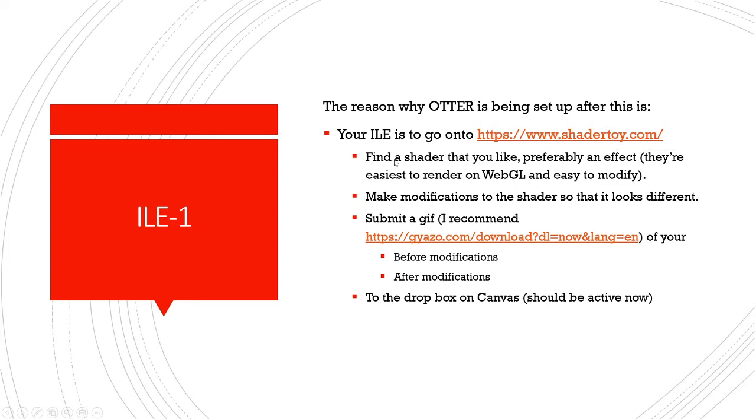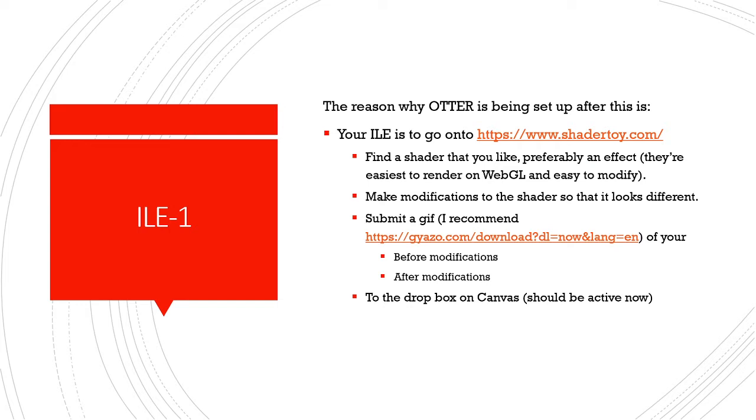Your ILE is to go to Shadertoy, find a shader you like, preferably an effect. Those are faster. I'm gonna be honest, Shadertoy is very slow on most computers. WebGL is not super optimized. But make modifications so that it looks different, and I'm gonna add the caveat of make sure it's an animation, or an animated effect. Make sure you're not just changing the color and that's all. I don't want you to just change the color. I want you to do something with, for example, time.